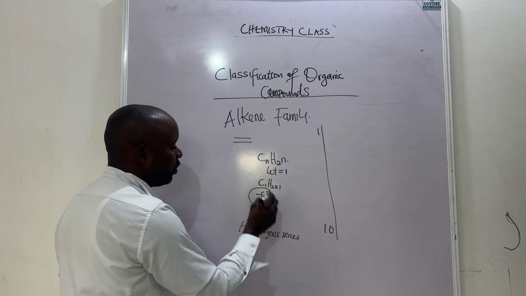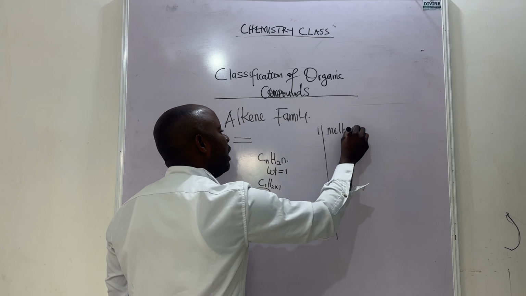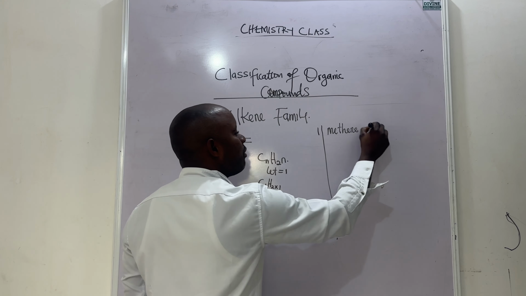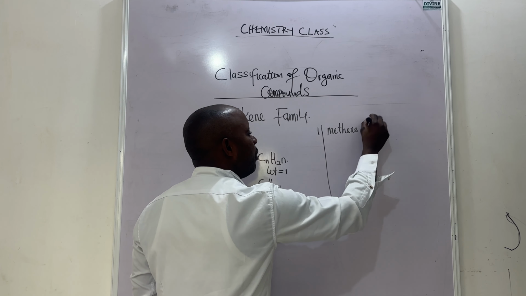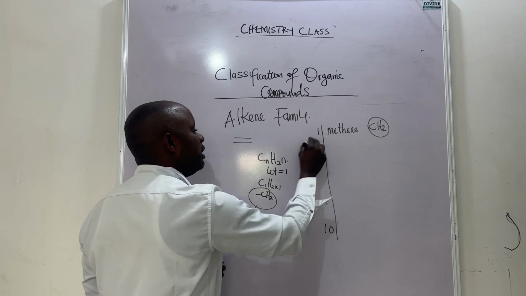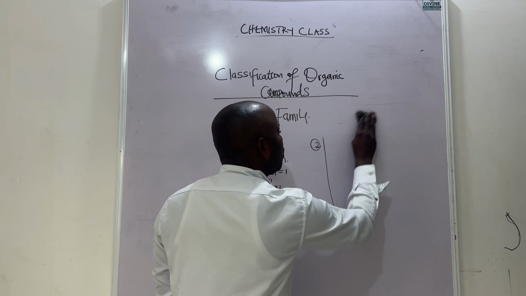This is the reason we don't have methane as a member under this alkene family, because this molecular formula has been taken over by what is known as homologous series. So this second member is the most important. We're going to talk about the second member. Since we don't have methane, I'm going to wipe it.